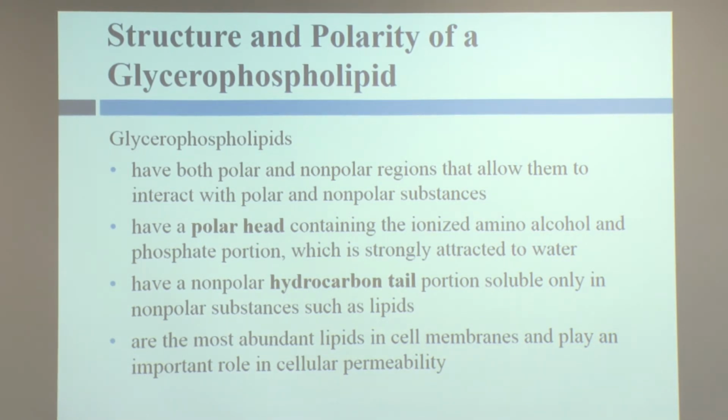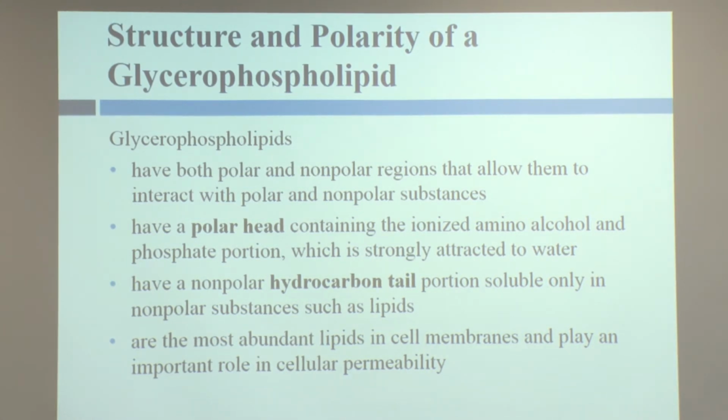The glycerophospholipids are most abundant in cell membranes and play a very important part in cellular permeability. So the most important thing about glycerophospholipids is that their structure of having a polar head and a non-polar tail is very useful in cell membrane. So we'll see how that happens, but first we are understanding the structure of glycerophospholipid, how it has a polar and a non-polar part to every molecule.